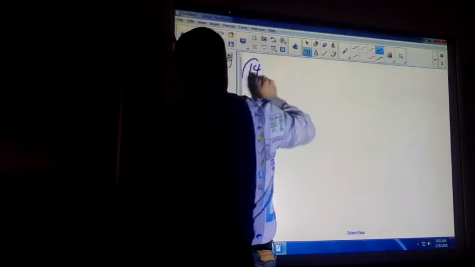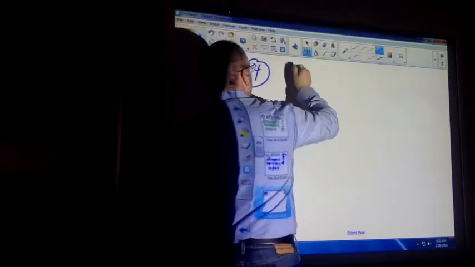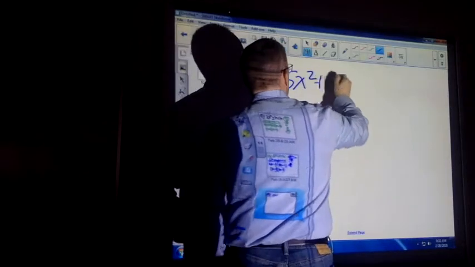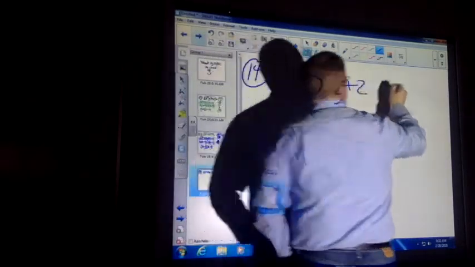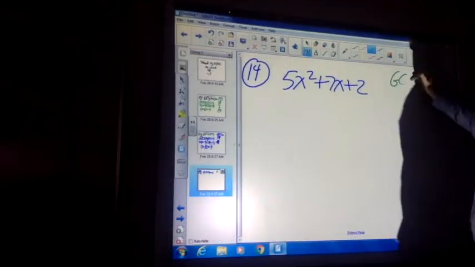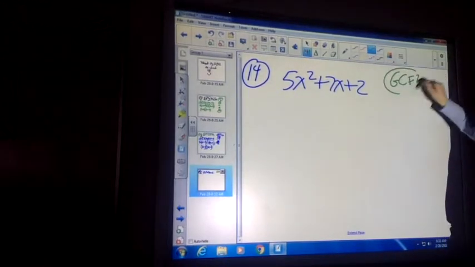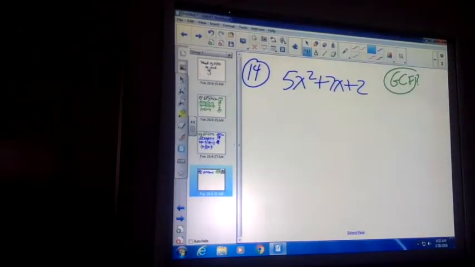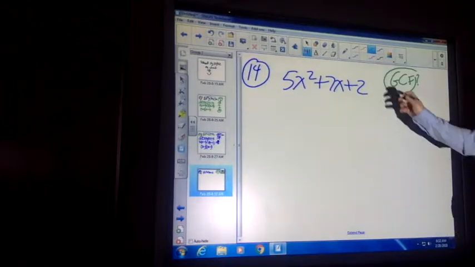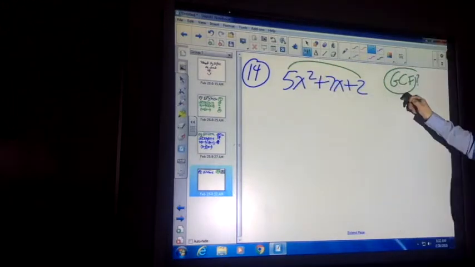Someone read me what number 14 says, please. 5x squared plus 7x plus 2. All right. First question, greatest common factor? No, they all don't have an x in common, and I can't factor anything out of 5, 7, and 2. That's the exact same thing. All right, what's my magic number? 10. Positive, yes?